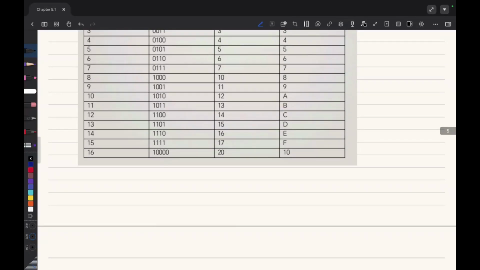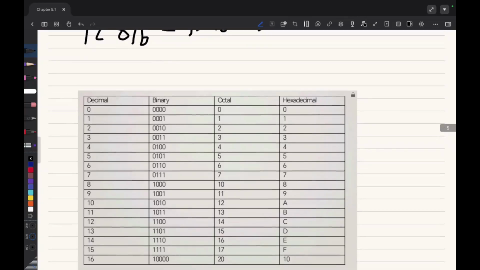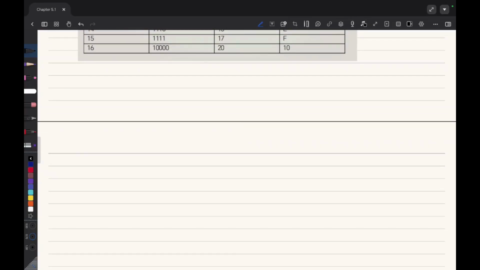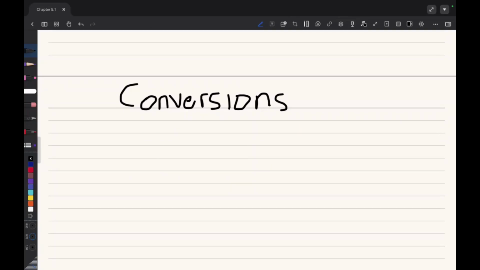Now, I did speak about conversions. Let's just get into them in depth. Conversions. I've already shown you how to convert binary to decimal and decimal back to binary. So now I'm going to do binary to octal, then binary to hexadecimal, and that's going to be it.